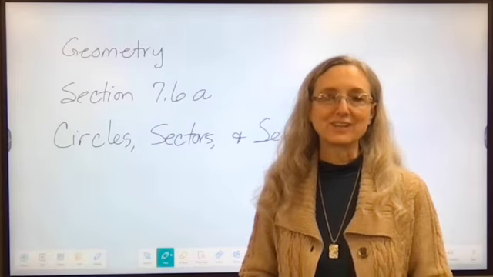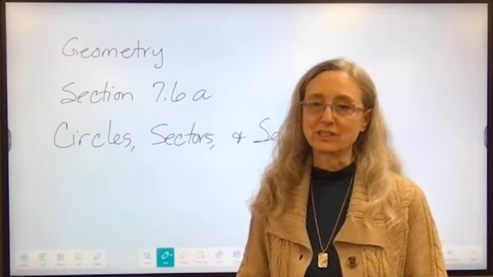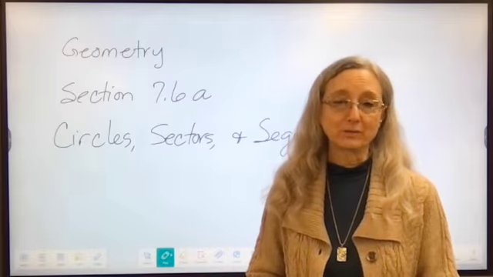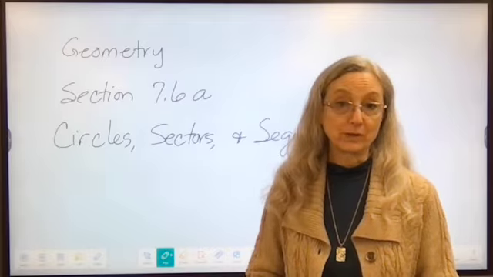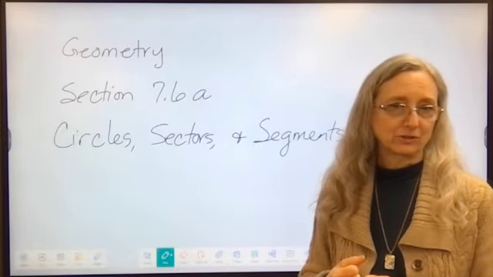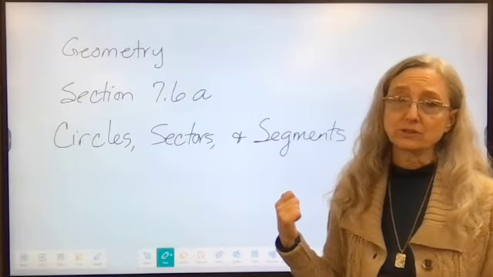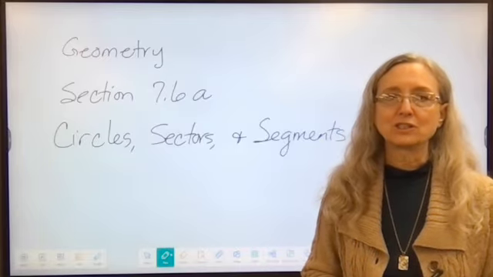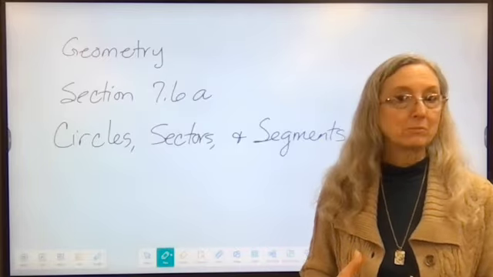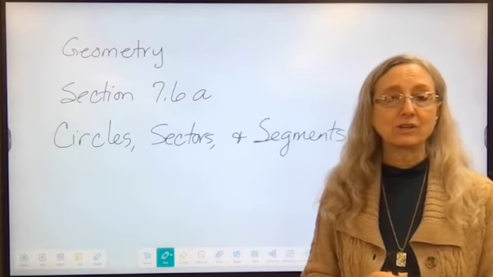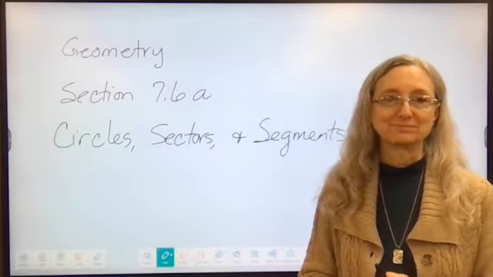Well, we're finally ready to start the last section in chapter 7, which is 7.6, and we're going to take apart some circles. So we're going to leave the regular polygons and move to circles. And we're going to look at areas of circles, what is a sector of a circle, and what's a segment of a circle. We're used to a segment as a portion of a line. What is a segment in relation to a circle? And how do we measure those things? So we're going to look at that today, and then in the next video we will finish this section.